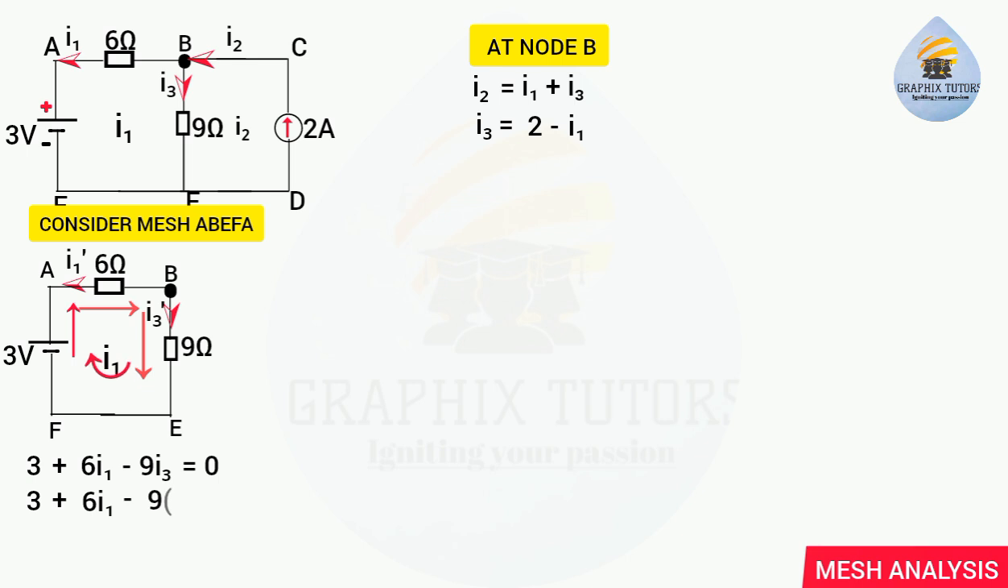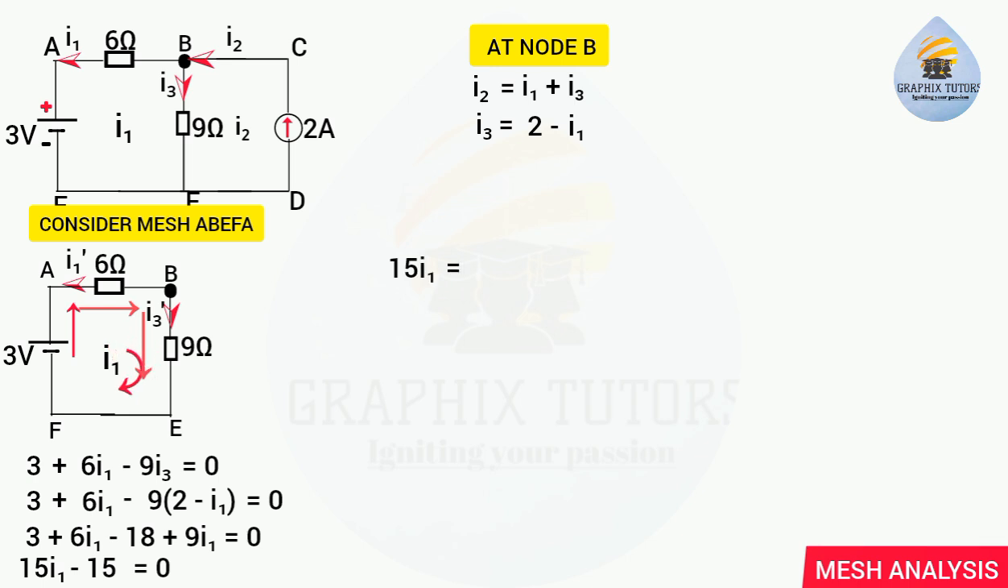minus 9 into bracket, I3 is given as 2 minus I1, equals 0. Now from here, if I write this again, I'll have 3 plus 6I1 minus 9 times 2, which is 18, minus 9 times minus I1, which gives plus 9I1, equals 0. Now if I collect like terms, 6I1 plus 9I1 gives 15I1, then 3 minus 18 gives minus 15, equals 0. So 15I1, if I take minus 15 to the other side, equals 15. Dividing both sides by 15, I1 equals 15 over 15, which gives 1 ampere. So my I1 here is 1 ampere.